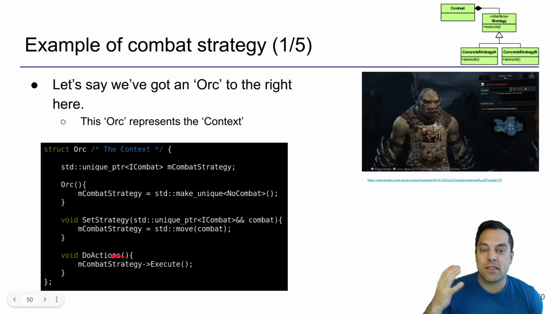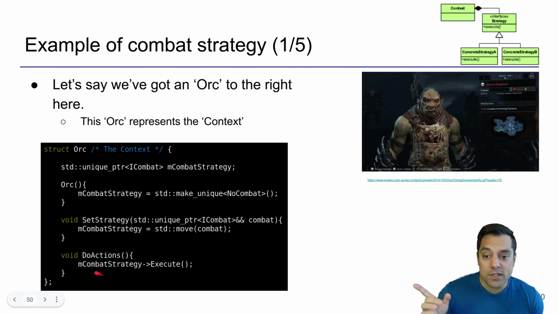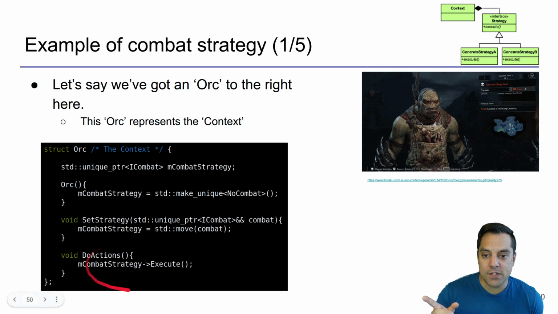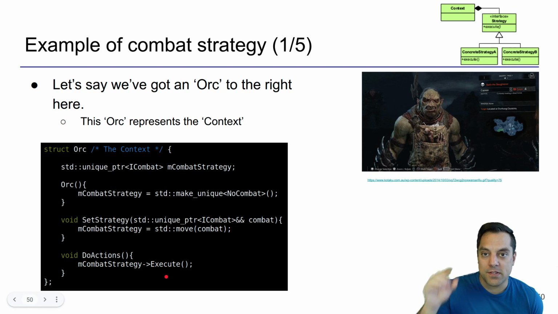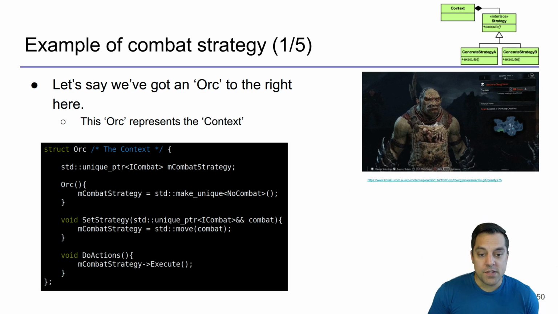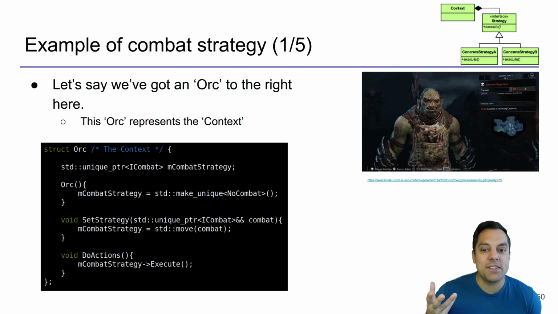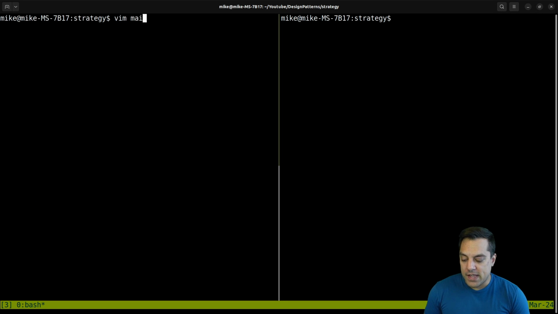Now, of course, things might be a little bit more interesting. Do actions might have other logic, but ultimately we just see that the combat strategy, if I draw your attention to the left here, is just being called here to execute. There's no switch statement or if or any conditionals there. So with this example in mind, let's go ahead and code this up from scratch, just so we can understand how this pattern works.